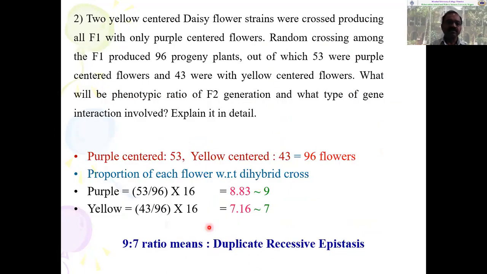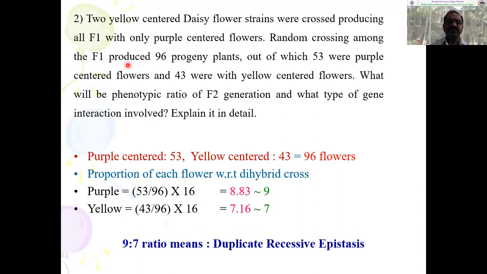Now, coming to the next example, where 2 yellow center daisy flower strains were crossed, producing an F1 with only purple central flowers. So what is given? Daisy flowers come in 2 different center colors, yellow flowers with a yellow center and yellow flowers with a purple center. Now, 2 yellow center varieties were crossed.